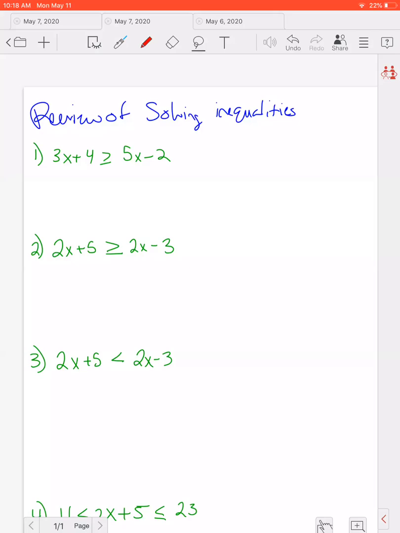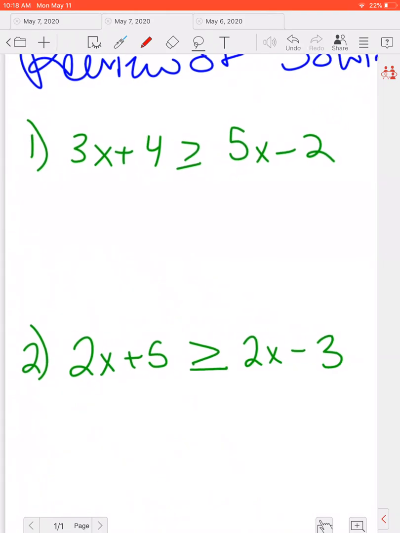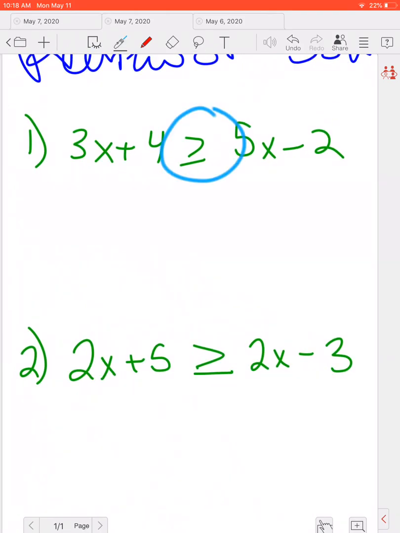Hi guys, welcome back. We're going to continue reviewing and we're going to talk about solving inequalities. Now remember, the only difference between solving inequalities and equations is if we multiply or divide by a negative, we have to flip that inequality sign. And we're going to graph our solutions.